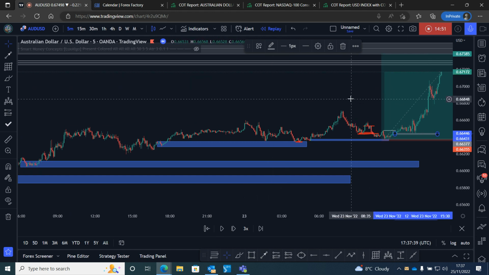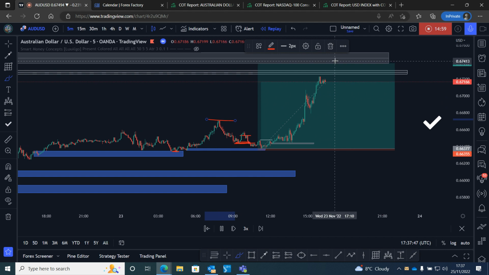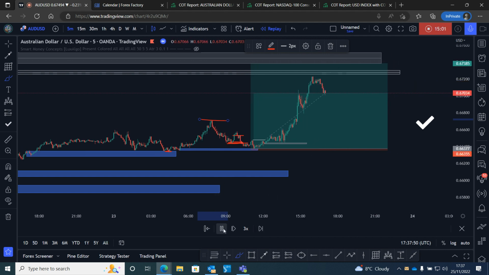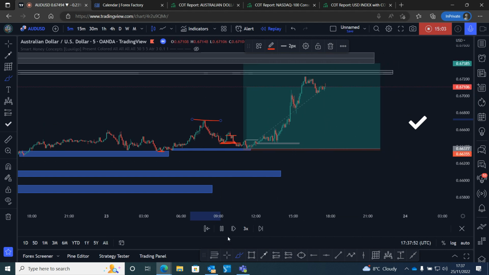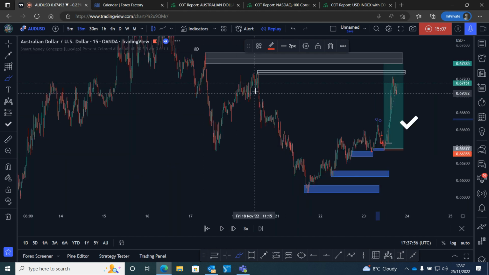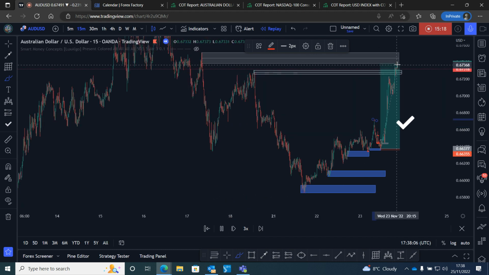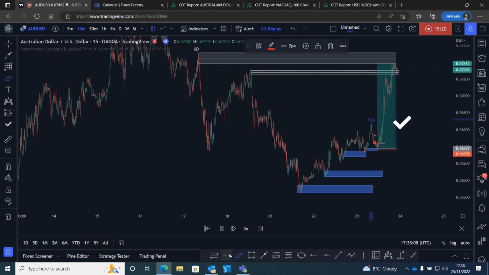The New Yorkers have entered the market, causing a break of our last high to the upside to touch our point of interest, which we had here and here, because there was a lot of liquidity that needed to be filled. And obviously you can see price beautifully touched our take profit.